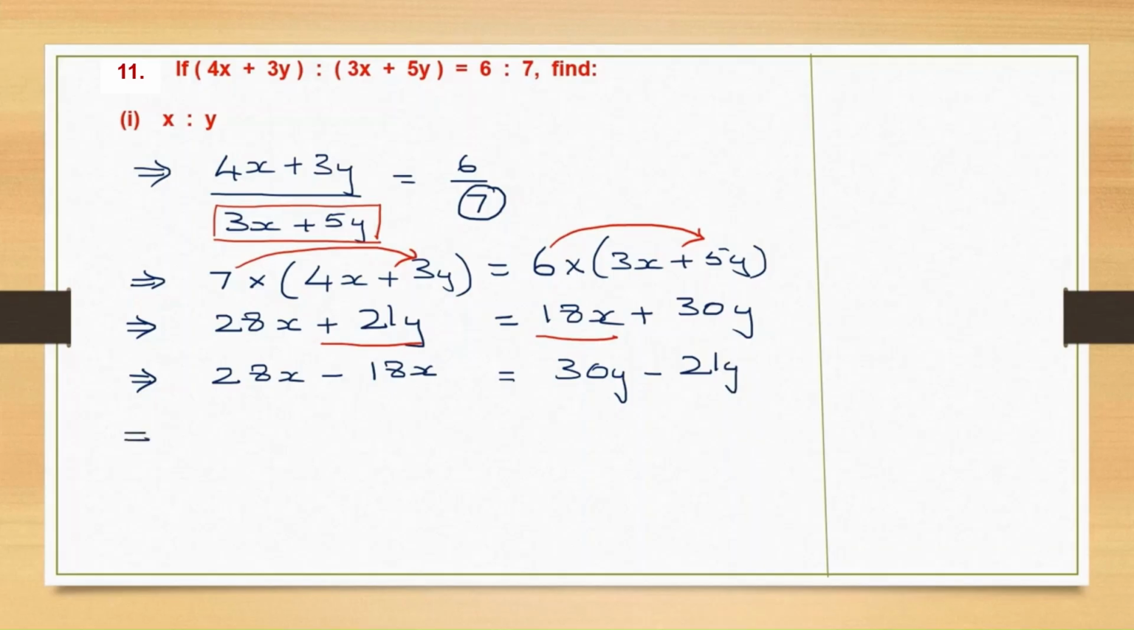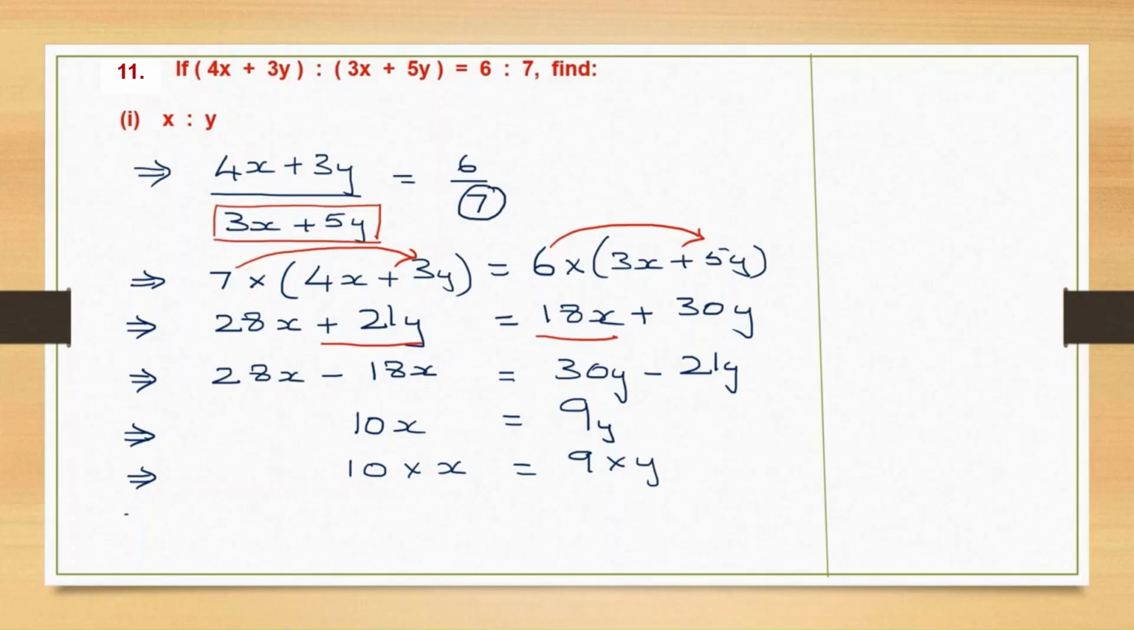So what do we have here? 28x minus 18x. 28 minus 18 is 10, so 10x. And on the right hand side, 30 minus 21, and both are y's. 30 minus 21 is 9. So that is 9y. Now I need to get my ratio, so I still have some more working left. 10x means 10 into x and 9y means 9 into y. Now my ratio will be x is to y, isn't it? My ratio is going to be x is to y.